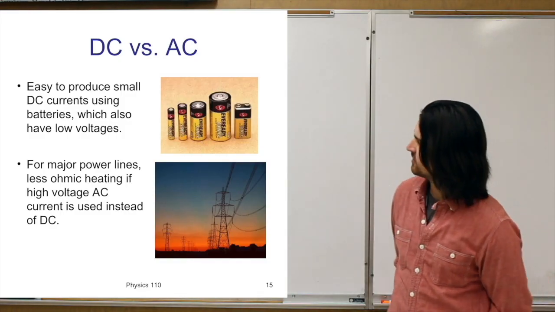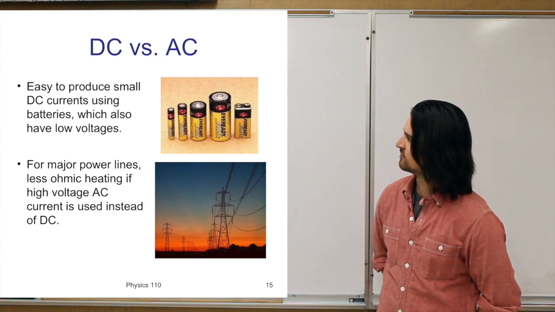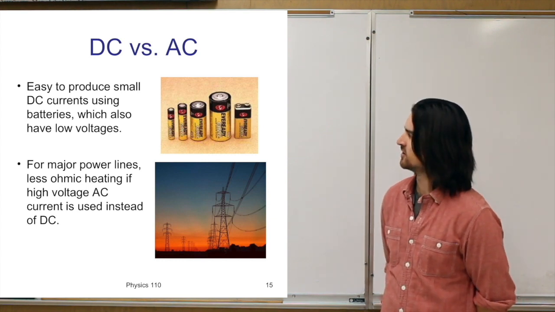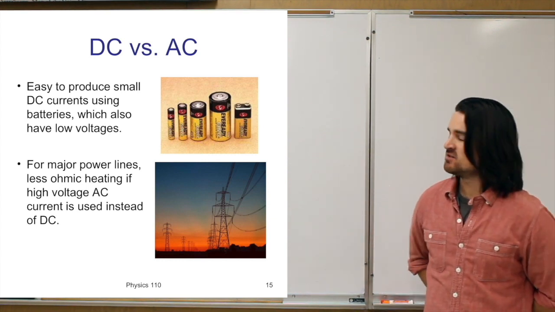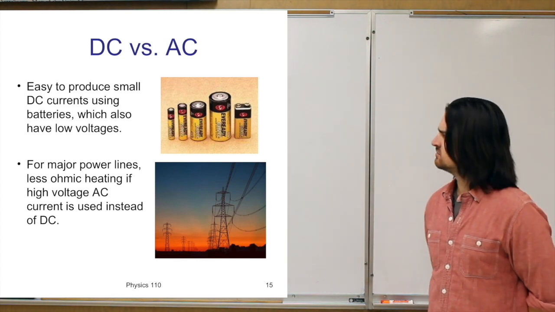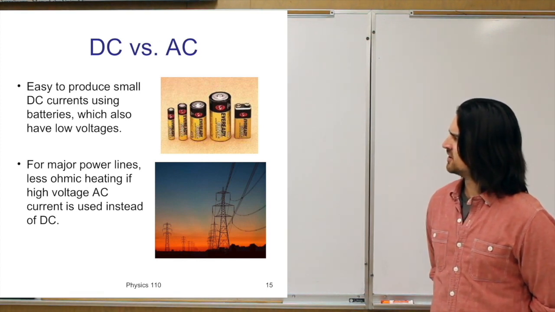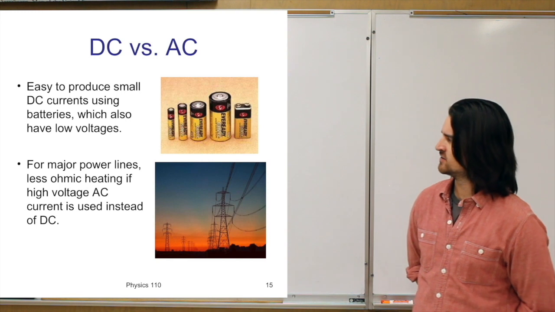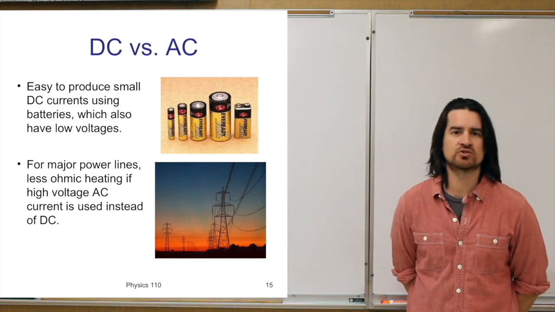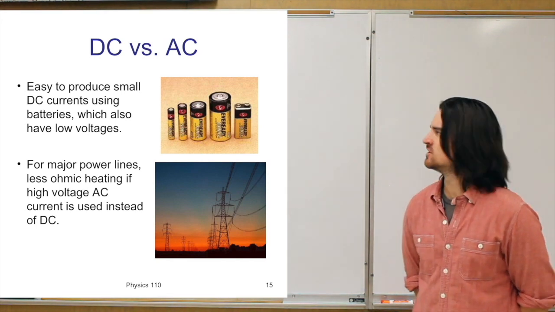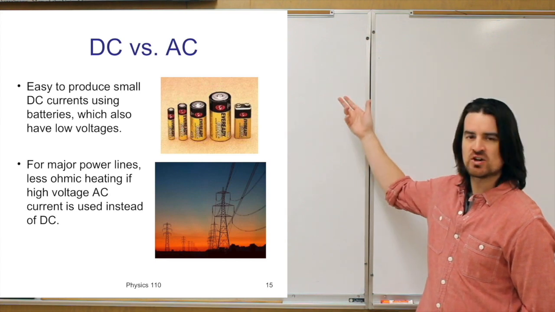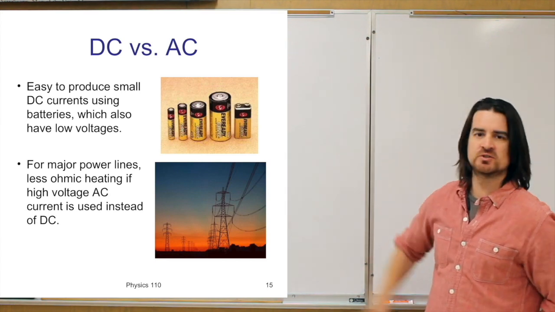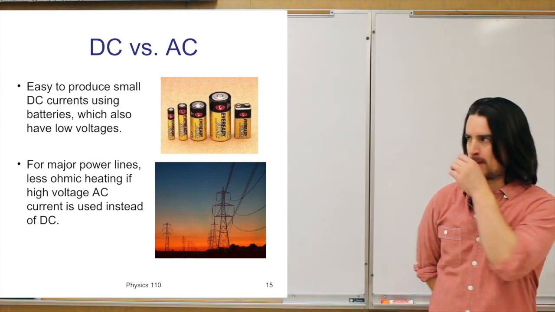Okay, so just a little bit more about DC, direct current, versus AC, alternating current. DC current is generally pretty easy to produce with batteries, and generally you're also going to be working at lower voltages. So for DC current, just think about AA, AAA, D batteries.